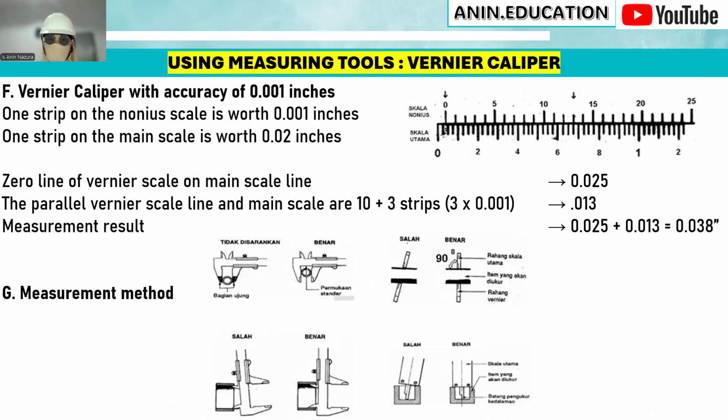C. This is true and wrong from the vernier scale and measurement method. The left is wrong, and the right is false.